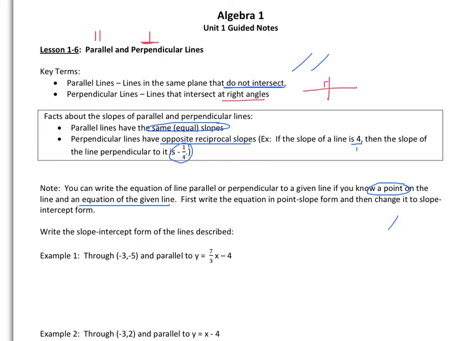So you have a line, and in order for you to come up with the equation of a line parallel to it or perpendicular to it, you have to have a point that your new line is going to go through. Then you have to have the equation of that other line. So you're either going to make a line that's parallel to that line, or you're going to make a line that is perpendicular to that line and go through that point. So this is the beginnings of parallel and perpendicular lines, lesson 1.6, video 1.